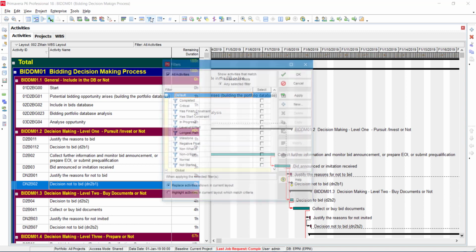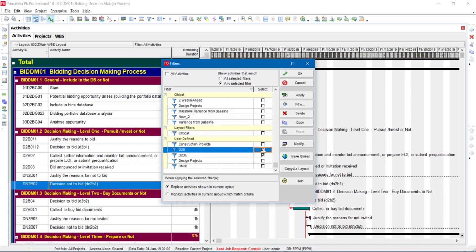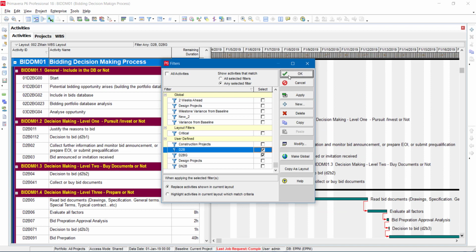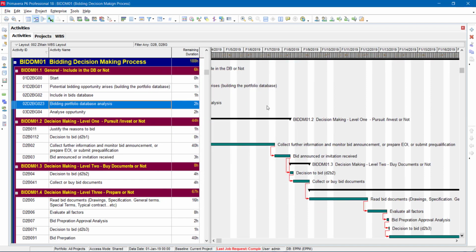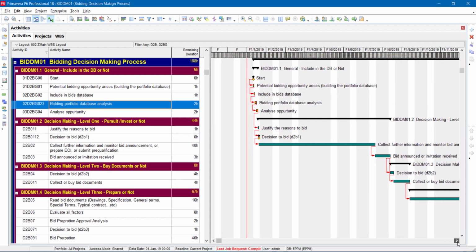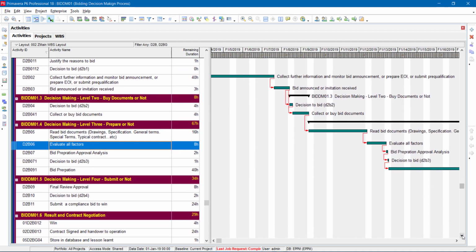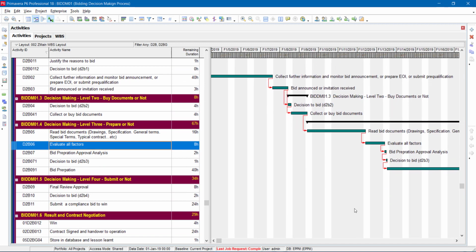Now if I go to filters and tell it, please give me the general activities only and decision to bid only, and apply it here. If you notice, I did different coloring for this. We have orange for the general activities, dark green for decision to bid, and dark red or brown for decision not to bid. Now this is the process for decision to bid, for example.